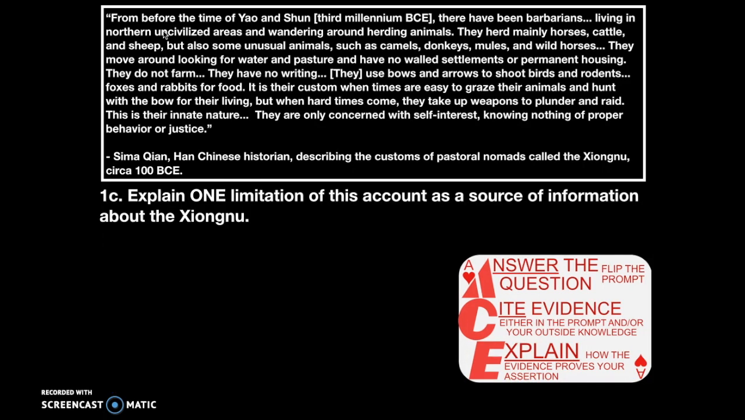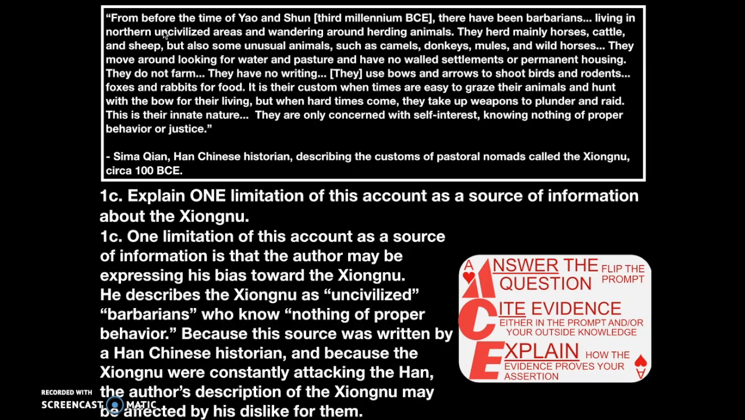All right, so for part 1C, explain one limitation of this account as a source of information about the Xiongnu. So when we're answering this question, again, we want to use our ACE strategy. We're going to start by answering the question. So one limitation of this account as a source of information is that the author may be expressing his bias toward the Xiongnu. It's not enough just to say this author is biased. You have to then take it to the next level and cite some evidence of that bias, which in this case is contained in the passage.